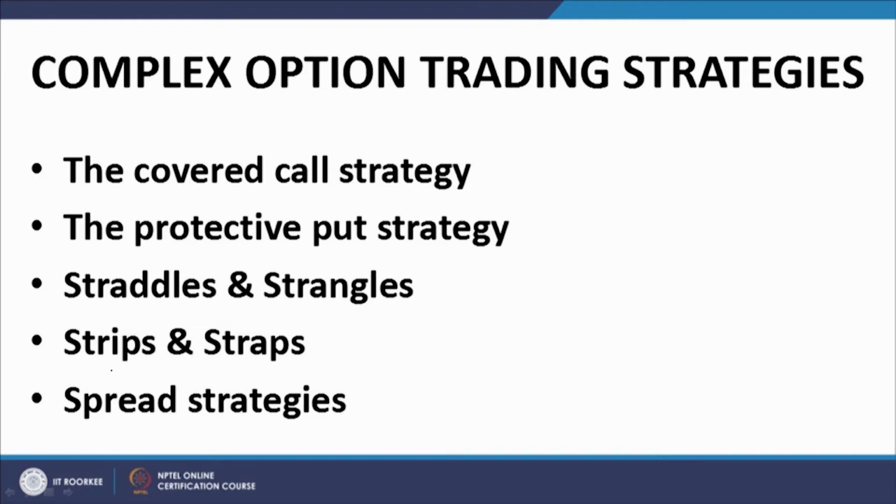Now we talk about complex option trading strategies. So far we have talked about a long call, long put, short call, short put. Let us now talk about combinations of assets. Let us start with the covered call strategy, then we will move on to the protective put strategy. We shall talk about straddles and strangles, we shall talk about strips and straps, and then finally spread strategies that would include vertical spreads, horizontal spreads, diagonal spreads, and butterflies as well.